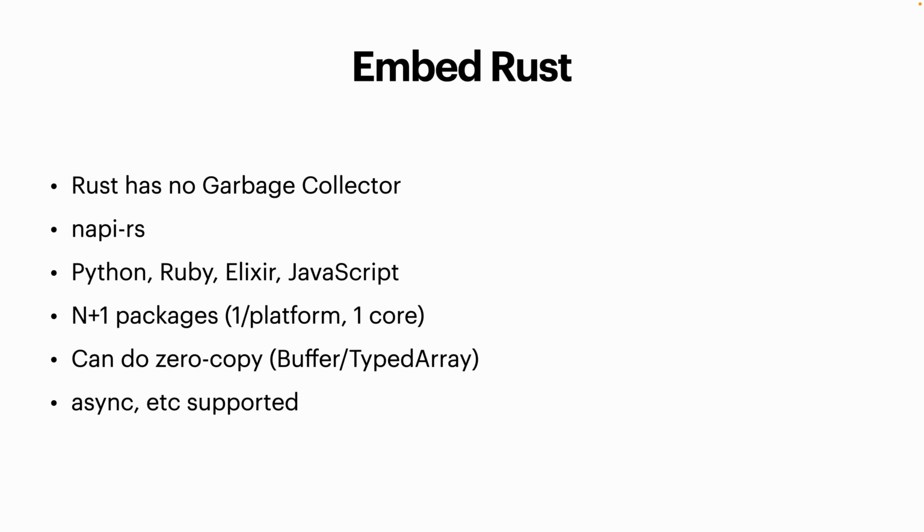Rust can do zero copy over the JavaScript-Rust boundary. If you know what that means, then you know what this means. And if you don't, consider it a performance benefit. And also really important is you're not using some arbitrarily small subset of Rust to do this. You can use fully async Rust and a bunch of other regular features.